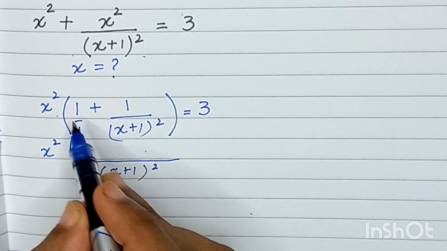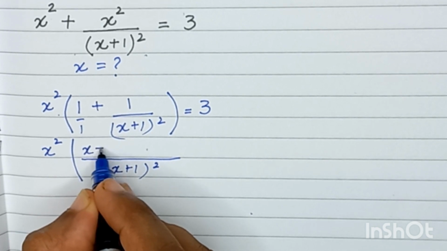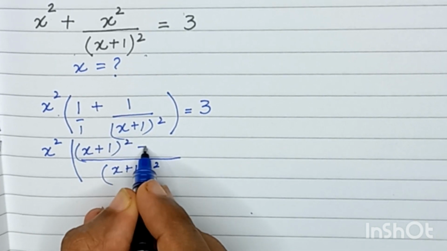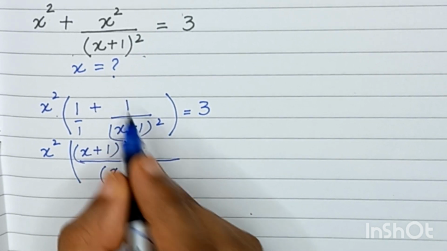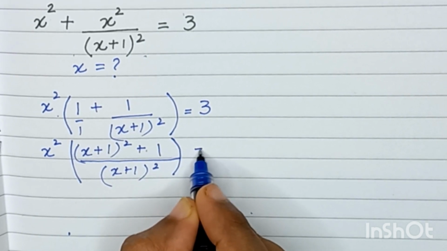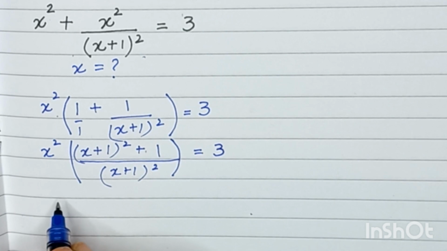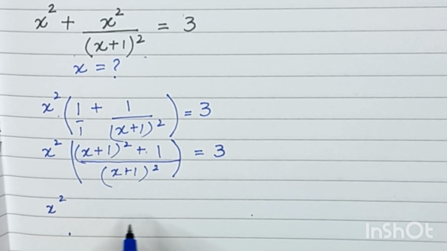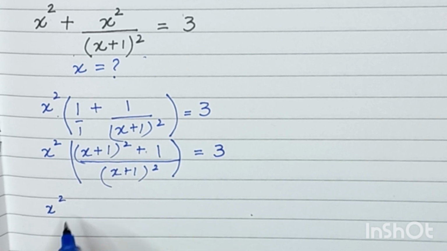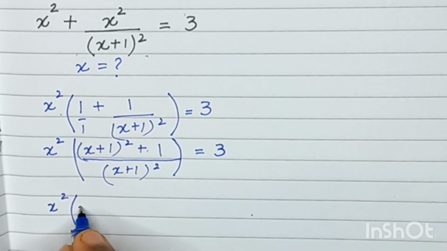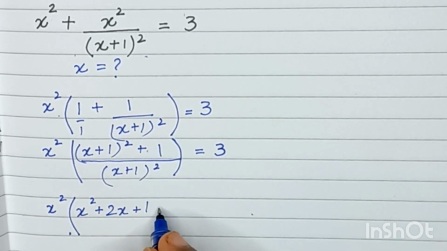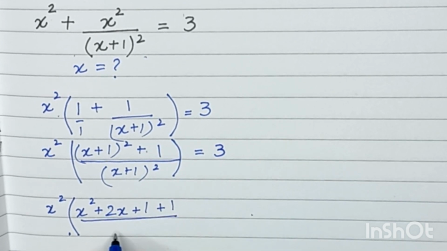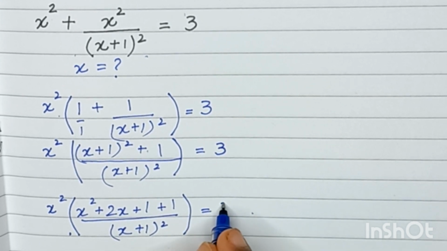So we will multiply (x plus 1) whole square with the numerator. It will become (x plus 1) whole square plus 1 times (x plus 1) whole square. So we will multiply 1 with 1, so it will be equal to 1, and it is equal to 3. Now x plus 1 whole square is in the form of (a plus b) whole square, so we can write it as x square plus 2x plus 1, and this plus 1 divided by (x plus 1) whole square, which is equal to 3.